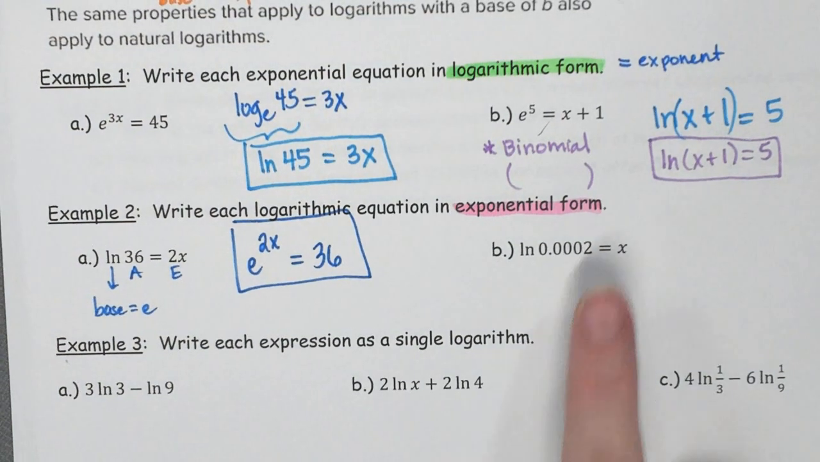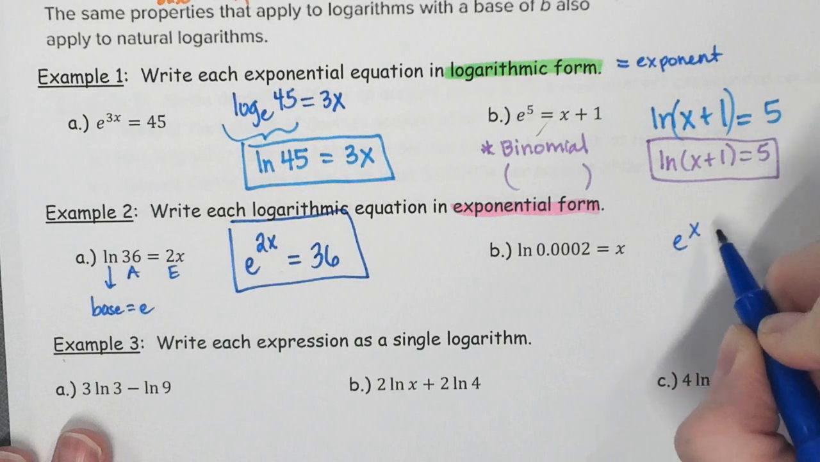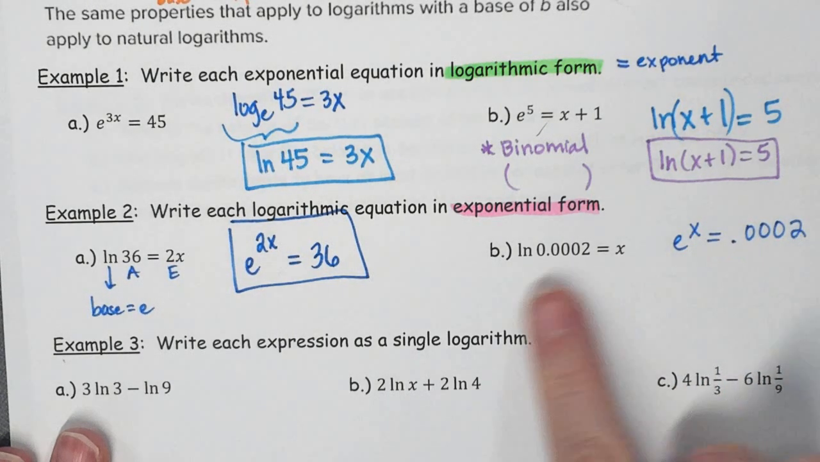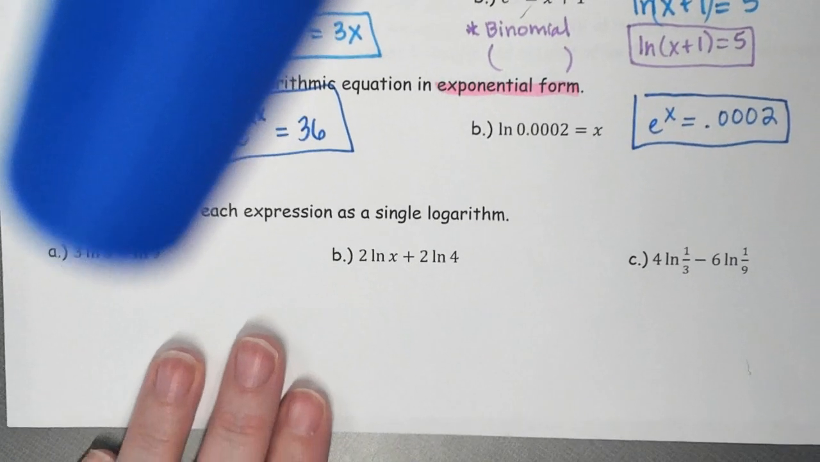Okay, and then for B, you should have written out e to the x power equals 0.0002. You can put that other 0 in front. You just don't have to.